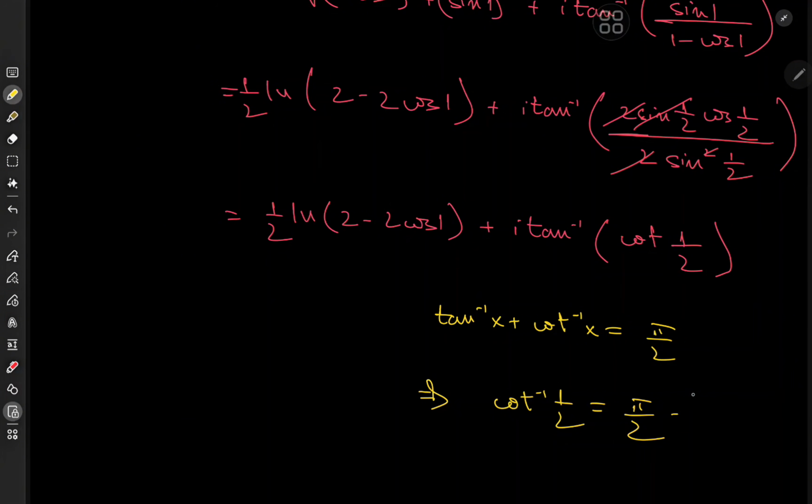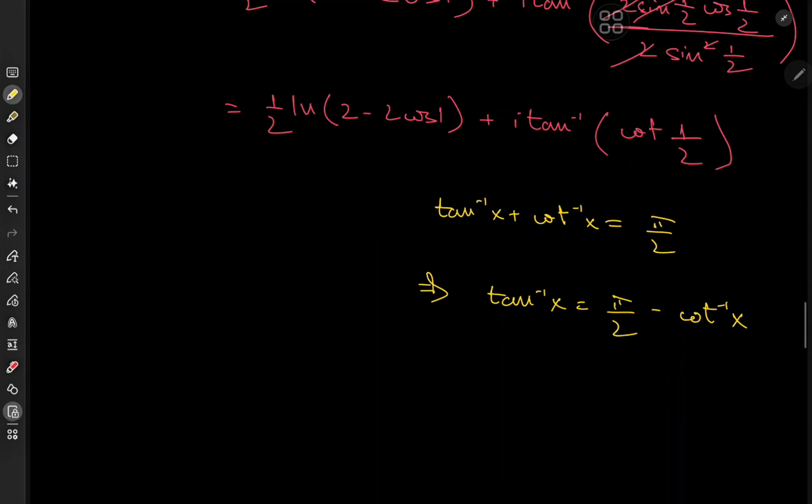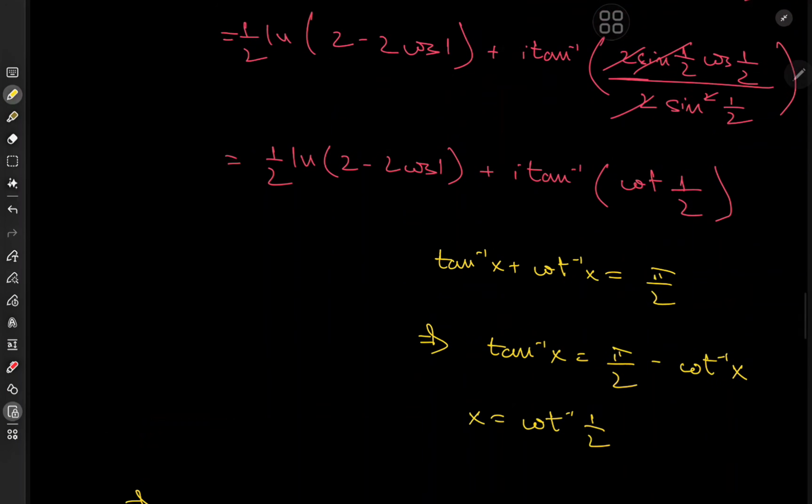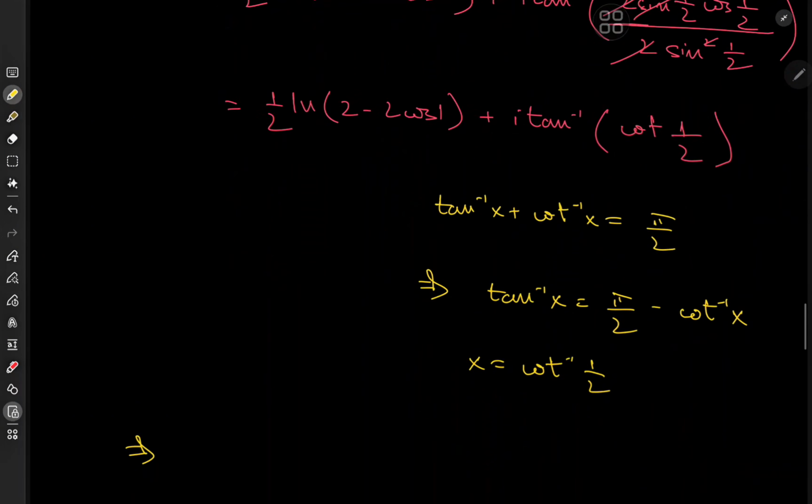Does that even help, though? Nah, actually, I will need the arc tangent. The arc tangent of x is equal to pi over 2 minus the arc cotangent of x. And I'm interested in x here equal to arc cotangent of 1/2, which is dope. And this implies that... What exactly was on my left-hand side? I am forgetting. Oh, yeah.